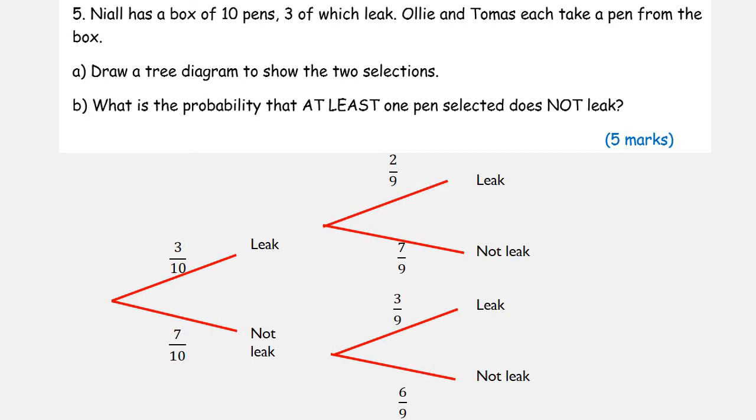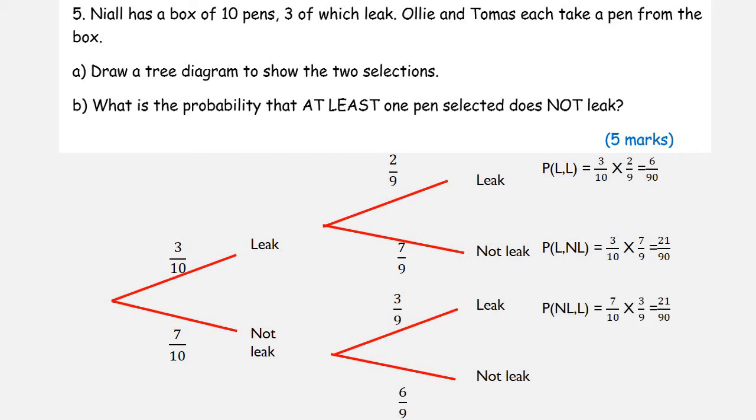Okay. So we can then multiply along the branches to work out the probability of each of the 4 possible outcomes. So probability of 2 that leak, 3/10 times 2/9. Probability of the first one leaking and the second one not. Probability of the first one not leaking and the second one leaking. Multiply along those branches. And the probability that both the pens taken don't leak, we multiply the 2 branches at the bottom. So you always multiply along branches to work out the probability of leak, leak; leak, not leak; not leak, leak; and not leak, not leak. Okay, so these are the 4 different outcomes.